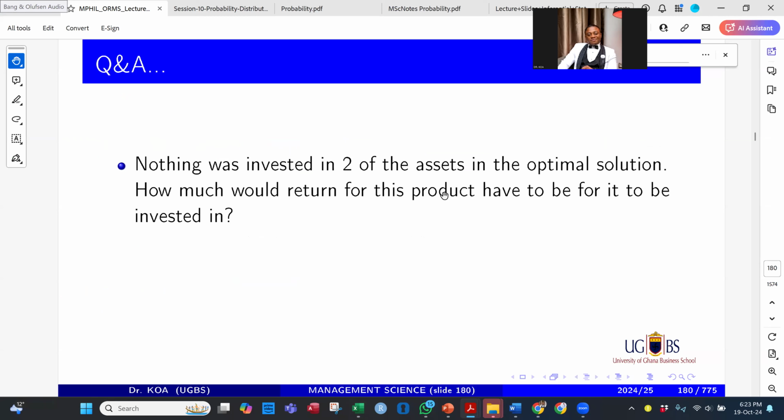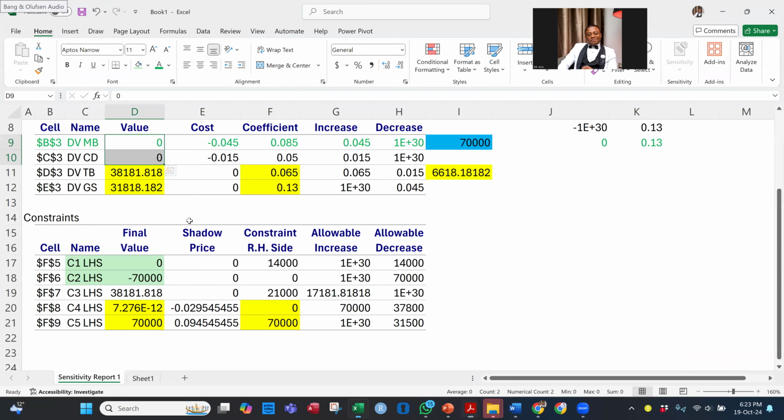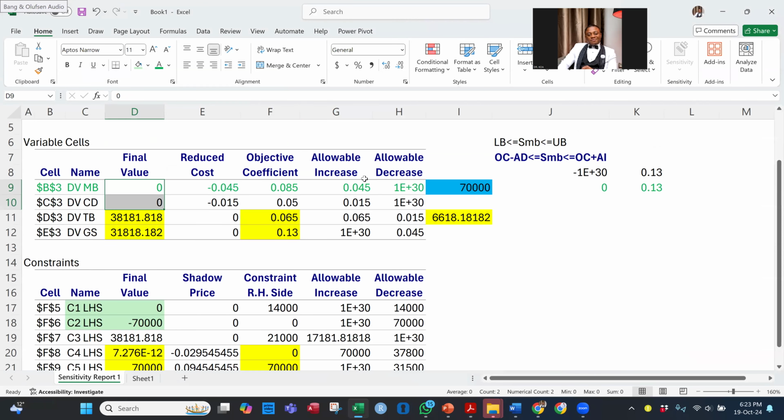How much would the return for this product have to be for it to be invested in? How much should it be? Well, it should be up to the upper bound of the sensitivity range. Write it down. Okay. For any product whose final value is zero to be invested in or to be produced, its coefficient should be increased up to the upper bound of the sensitivity range.